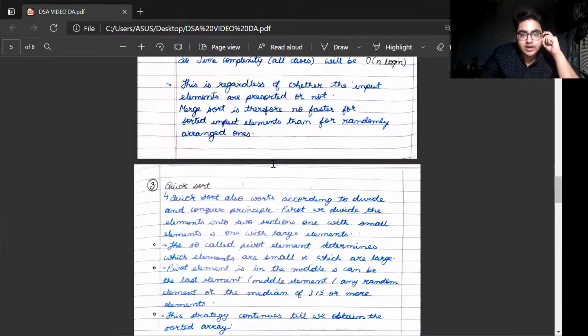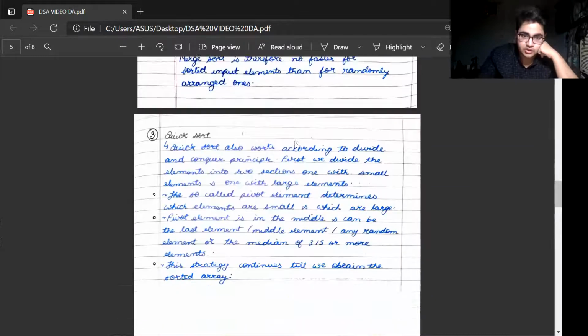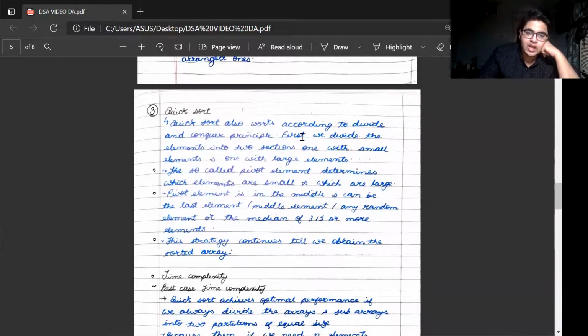Now we have covered bubble sort and merge sort. Now we'll start quick sort. Quick sort is like the fastest sorting method, but it's also a bit complex. It's not as simple as bubble sort. Quicksort also works on the principle of divide and conquer. First, we divide the elements into two sections, one with small elements and the other with large elements.